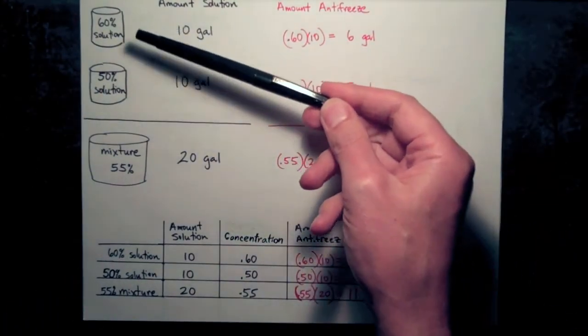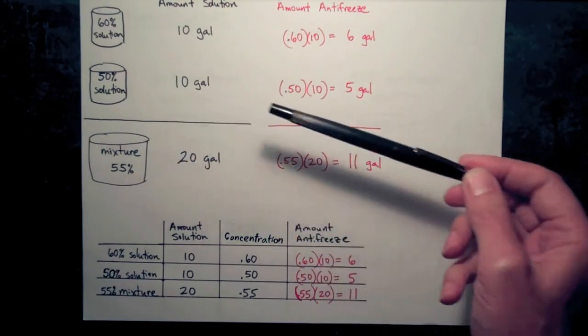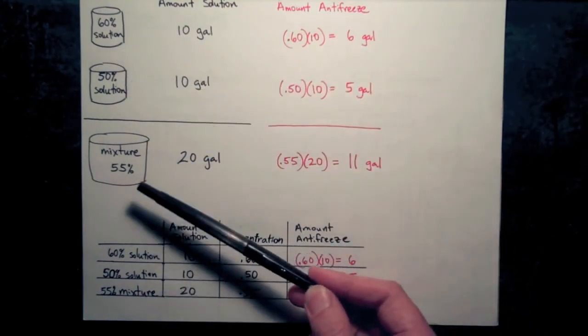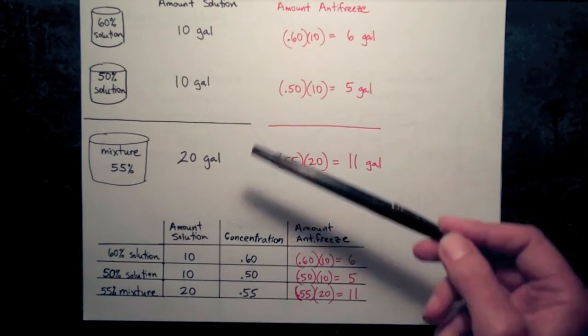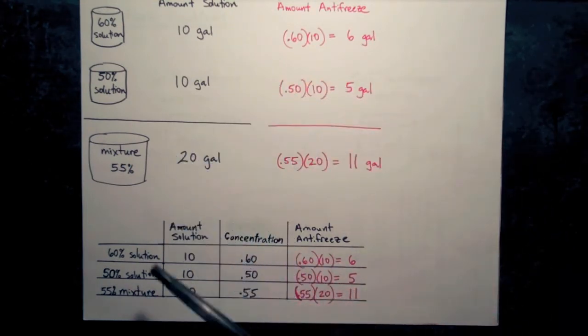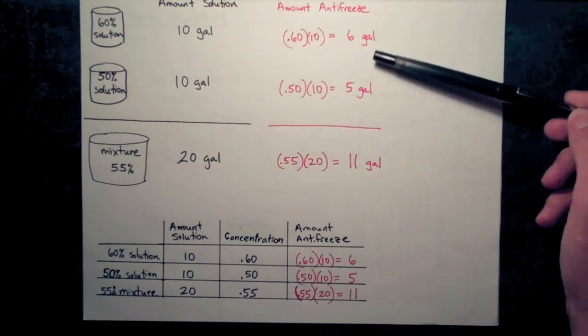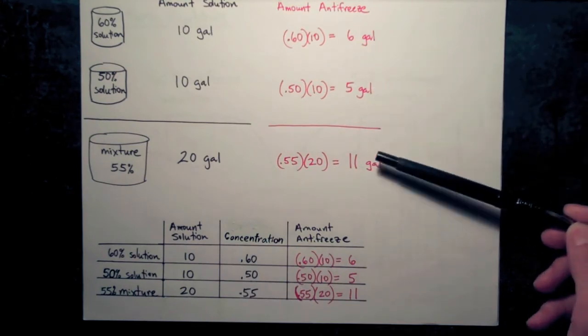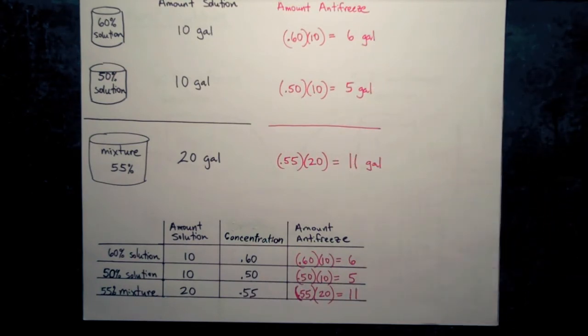I've lined these up in columns to look like addition. So we're adding the two solutions together to get the mixture. And I've shown that when you add the amounts of each of the two solutions, you get the total amount of the mixture. And when you add the amounts of antifreeze from each of the solutions, you get the amount of antifreeze in the mixture.